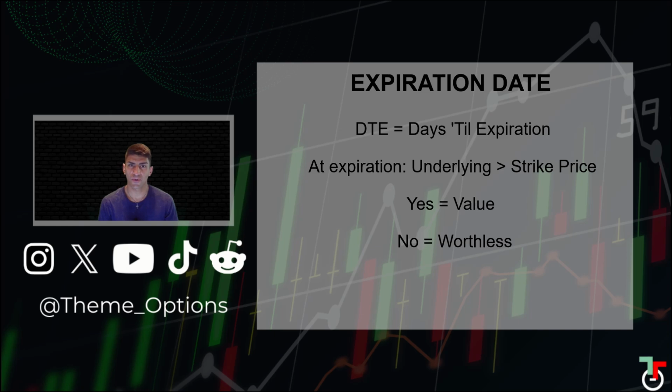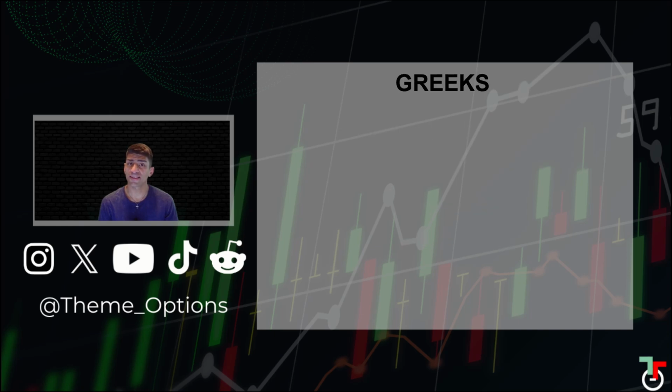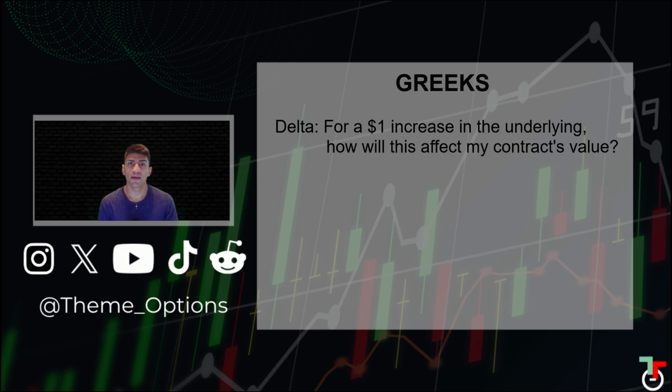Lastly, Greeks. Another important term thrown around in the options realm. There are 4 primary Greeks. Let's talk first about delta. Delta answers the question, for a $1 move in the underlying, how much will the value of my contract change? This begs the question of, does the underlying move the exact same as an options contract? And the answer is no.